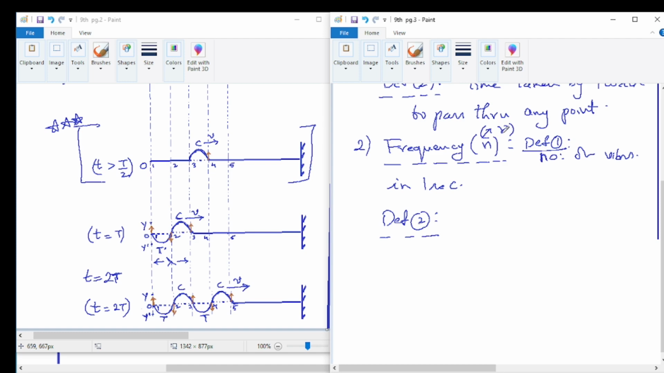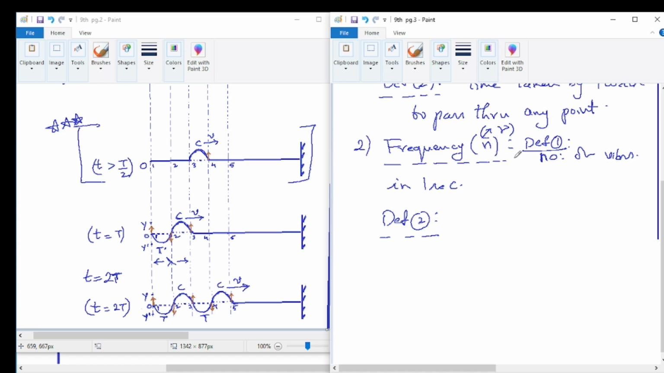That's why many textbooks don't follow nu for frequency. So any symbol can be used. Some textbooks follow nu, some textbooks follow n. Doesn't matter because it's a number of vibrations.